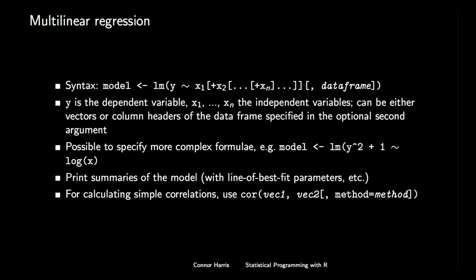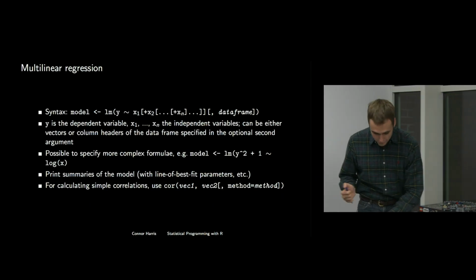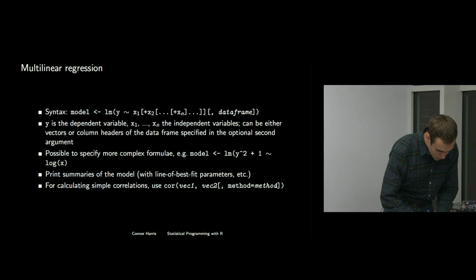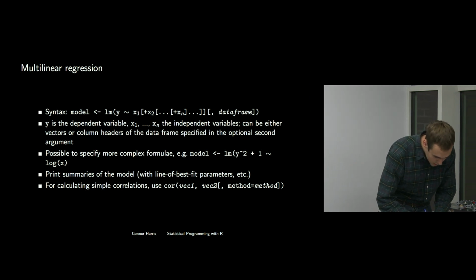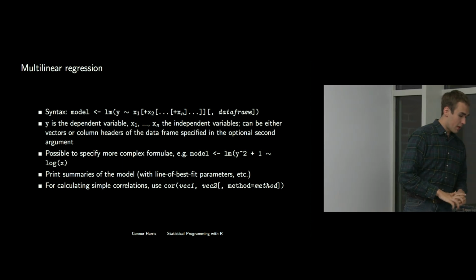And you can also specify more complex formulas, so you don't have to linearly regress one dependent variable or one vector on a pre-existing vector. You can do, for example, a vector component y squared plus 1 and regress that against the log of some other vector. You can print summaries of the model with this command called summary, just summary parens model. Again, something else I should clarify, and with summary. Yeah, something else that will get corrected when the slides go up on the internet.